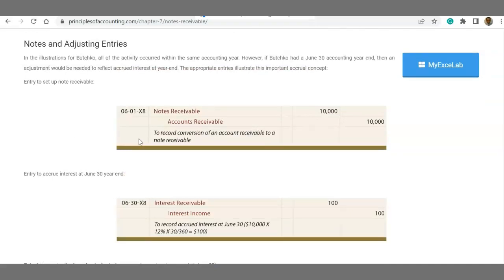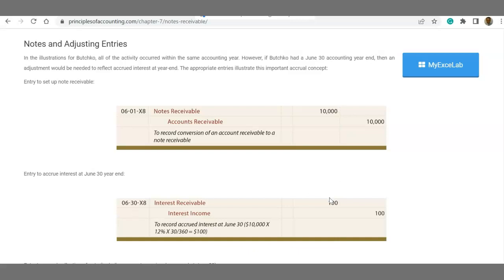This one says, how about if it is the end of the year? Here you see you record the note receivable and close accounts receivable, that's fine. But now you have a note, and 30 days later, at the end of the month, is when you prepare your financial statements for the month. And that means you need to recognize the interest that you have already earned in these 30 days.